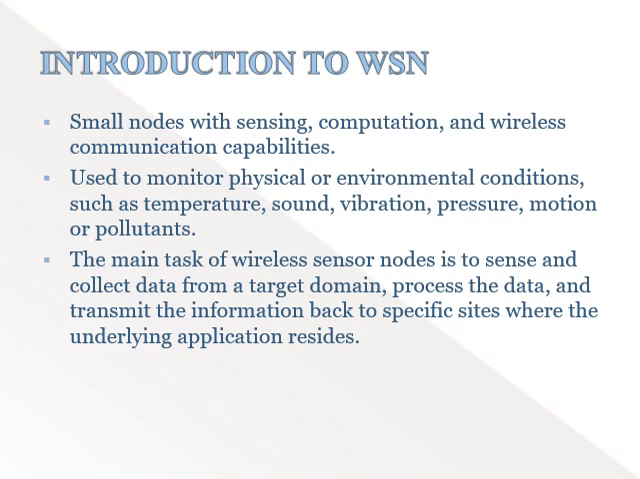Each node is equipped at least with one or more sensors, a radio transceiver, a processor, and a power supply section. These are small nodes with sensing, computation, and wireless communication capabilities, which are used to monitor physical or environmental conditions such as temperature, sound, vibration, pressure, motion, or pollutants.